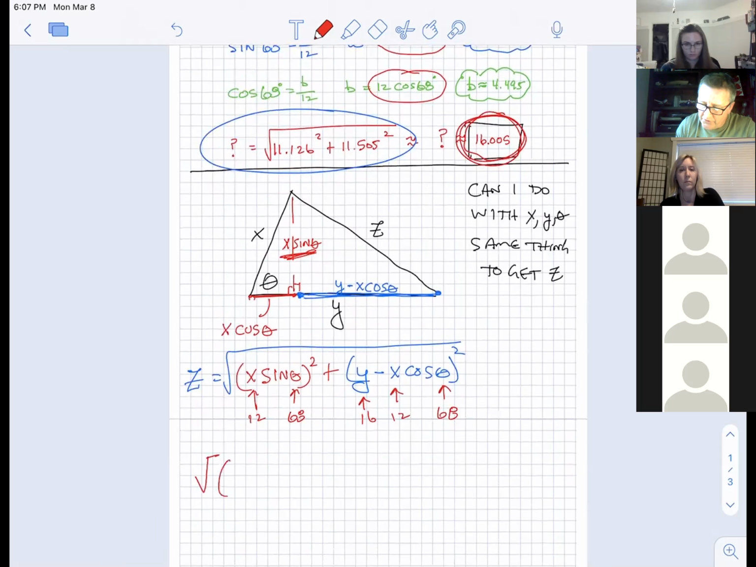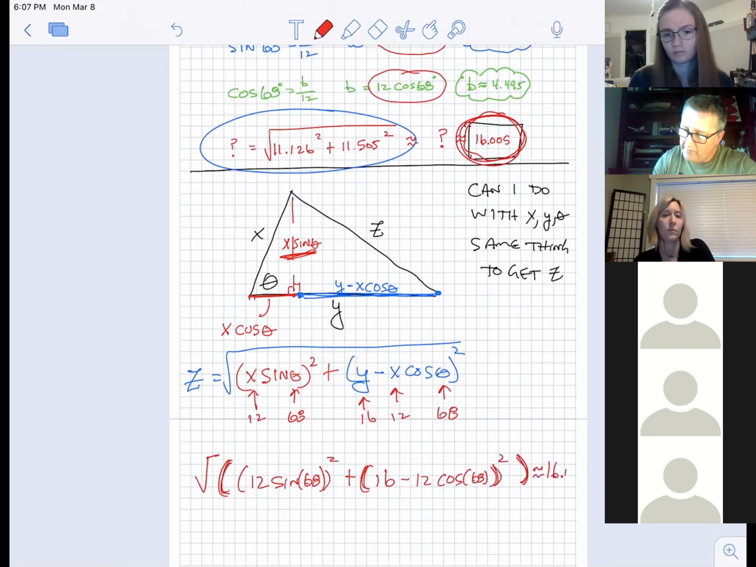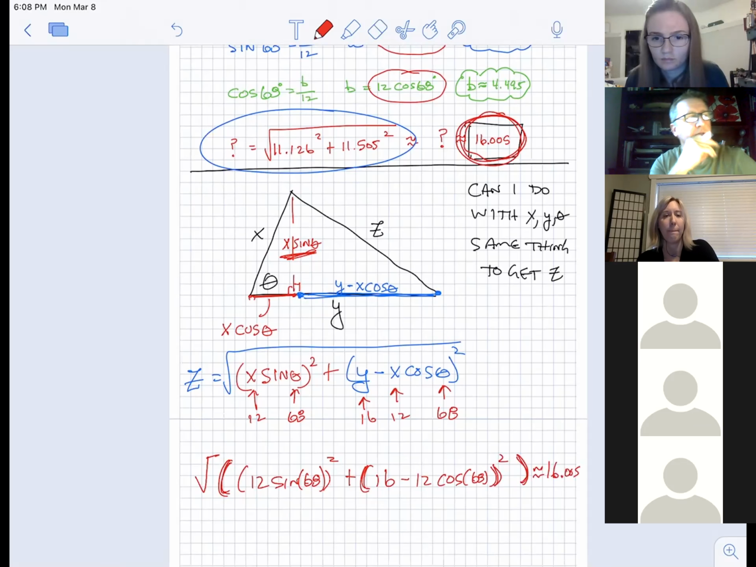So square root, you'd have to have a giant parenthesis, x times the sine, oops, I want to put the numbers in it. 12 sine of 68, close the parentheses, square it. And I think sine makes you put a parenthesis, so you'll end up with a double parenthesis there. Plus 16 minus 12 cosine of 68, close this parenthesis, square it, and then close the one that started the square root. If I hit enter, I should get about 16.005, except it'll actually be more accurate because remember I rounded a whole bunch before? I rounded all the steps along the way.